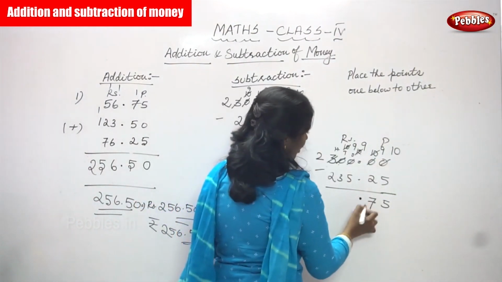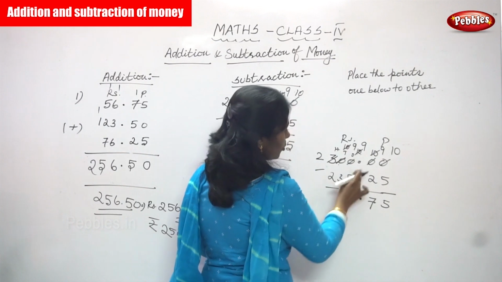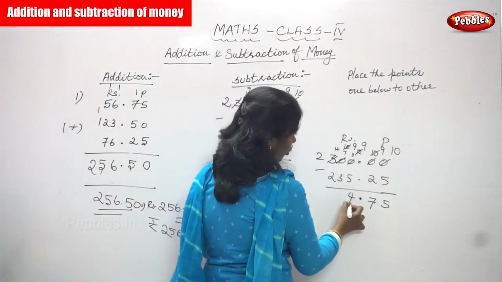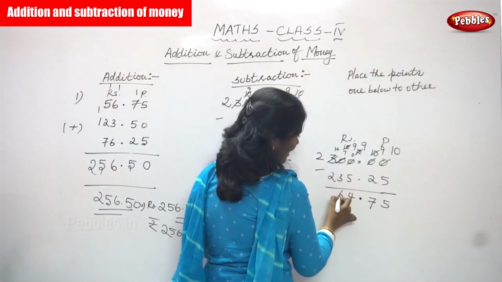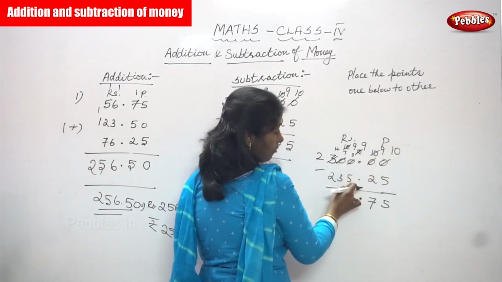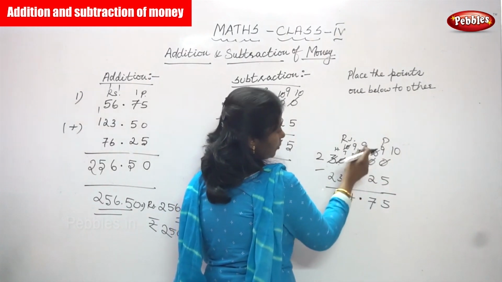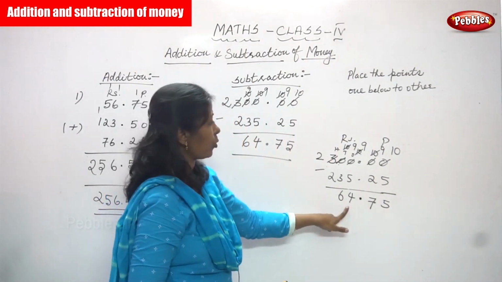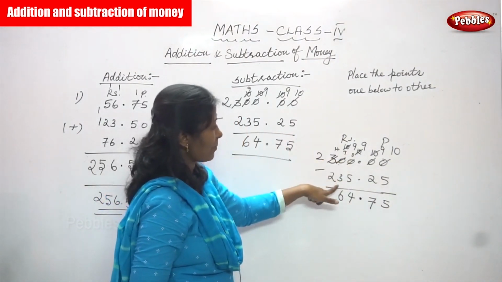So put the point. What is the number here? 9. 9 minus 5, what do you get? 4. And again 9 minus 3, you get 6. For 9 minus 5, after 5 you count up to 9: 6, 7, 8, 9. So 4. The answer is 4.